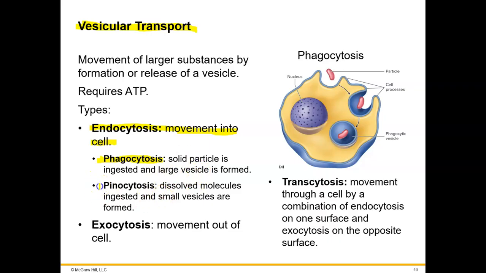In pinocytosis, dissolved molecules or solutes and their solvent, so basically a solution is ingested and a vesicle forms around a solution. So we sometimes call that cell drinking. Phagocytosis is cell eating, pinocytosis is cell drinking, and then the overall movement of a large amount of substance out of the cell through a vesicle is exocytosis.